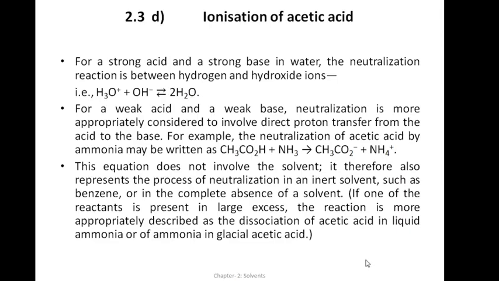Moving on to the last reaction, ionization of acetic acid. For a strong acid and a strong base in water, the neutralization reaction is between hydrogen and hydroxide ion. We have discussed this in the first reaction. For a weak acid and a weak base, neutralization is more appropriately considered to involve direct proton transfer from the acid to the base. For example, the neutralization of acetic acid by ammonia can be written as: this is acetic acid, we all know it is a weak acid, plus ammonia. So it forms an ammonium ion and an acetate ion. This equation does not involve the solvent.